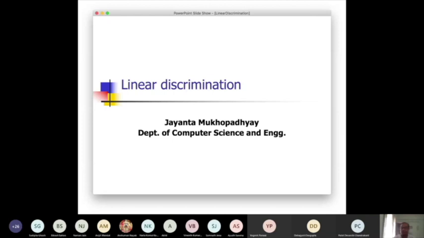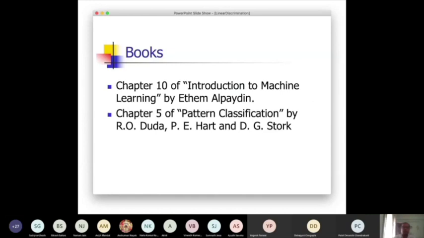Let us start with a new topic for classification technique. That is the method of linear discrimination. These are the chapters which you may go through from these textbooks.